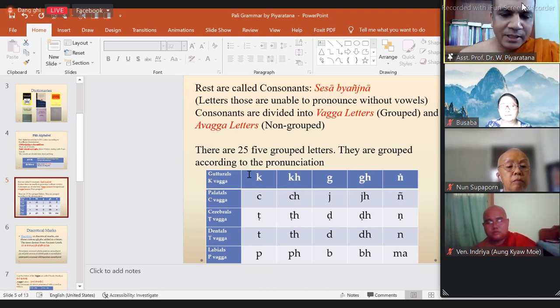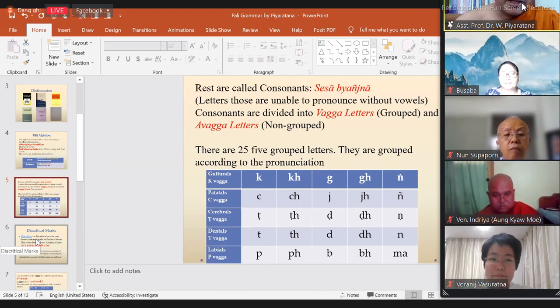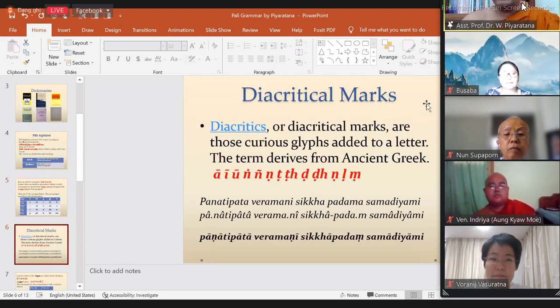So these we call grouped letters, as they are included in 5 groups. Therefore, those letters are called group letters. Another thing, I think most students are familiar, but I just remind you that in Pali there are 41 letters, and in English there are 26 letters. So now there is an issue: how can we cover 41 letters within 26 letters?